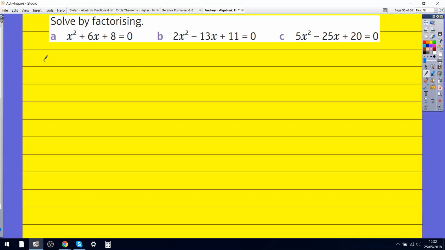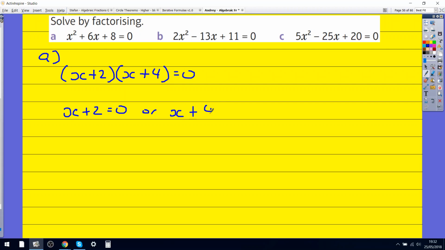How would you solve part A for this one? So you'd factorize it. It'd be x plus 2 and x plus 4, and then you do x plus 2 equals 0 and x plus 4 equals 0, and then x equals minus 2 or x equals minus 4. That's it.